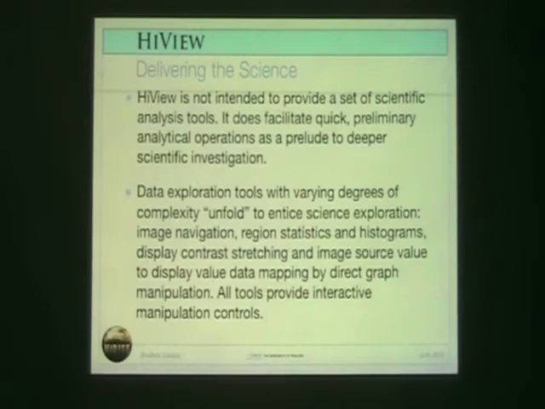The tools that are there for science unfold to the degree that you're interested in looking at those things. And that means you can do simple image navigation. Where am I in the image? You can do some interesting statistics, but they're not very exotic or sophisticated, but they're interesting. Histograms of what's in the image data, display contrast stretches, and then get into data mapping with an interactive graph that encourages the user to explore what's going on in the data by interacting with the mapping, the graph that maps the data from the source to the display. All the tools are interactive. The user is meant to get very quick, immediate results. It should be satisfying to the user.